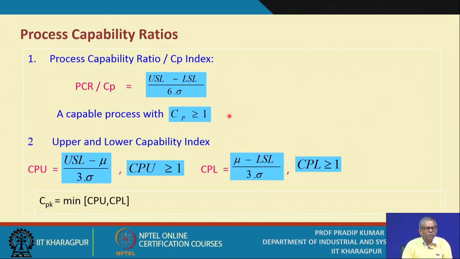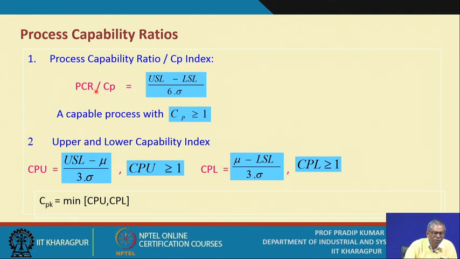Now, let us discuss these ratios one by one. The first term we use is called process capability ratio, known as PCR, and PCR is sometimes referred to as a Cp index. In fact, sometimes these process capability ratios are also referred to as process capability indices. As they are in ratio form, I prefer the terminology ratio.